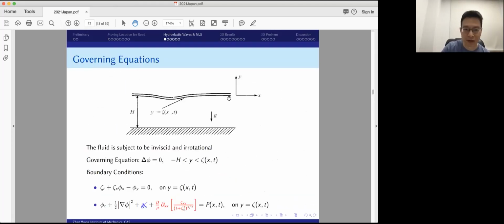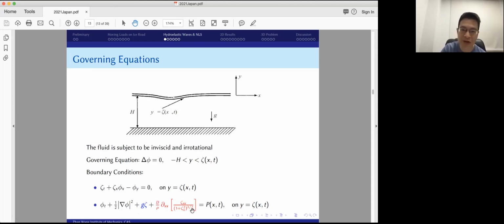So we start with the mathematical description of the problem, which I think everyone knows. We assume the fluid is inviscid and incompressible, and the flow is irrotational. So the motion of the fluid body is governed by the Laplace equation, and there are two boundary conditions. One is the kinematic boundary condition, and the other is the dynamic boundary condition, which is also the Bernoulli equation or pressure equation. And there are two restoring forces. One is due to gravity, and the other one is due to the elastic bending.